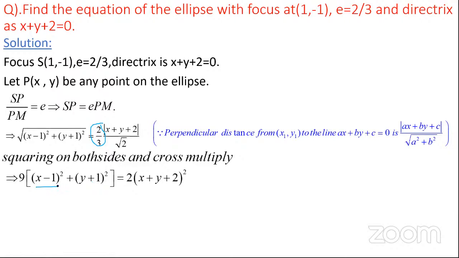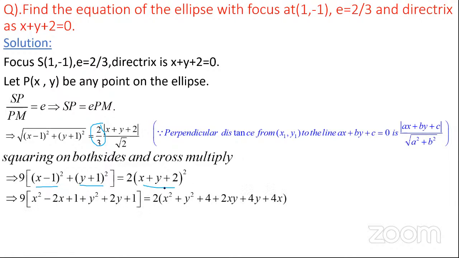Expand this one as (a - b) whole square, this one as (a + b) whole square, and this is (a + b + c) whole square. Then you will get these values and simplify. So 9 of x square minus 2x plus 1 plus y square plus 2y plus 1 equals, this is 4. I think this is 2 only.